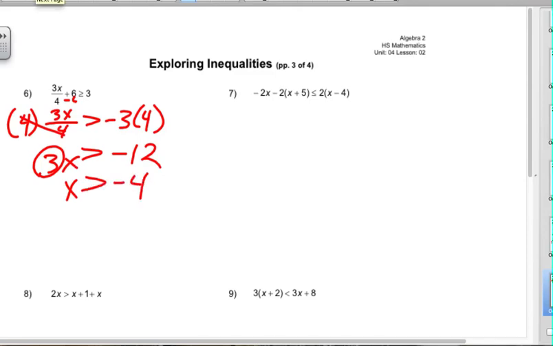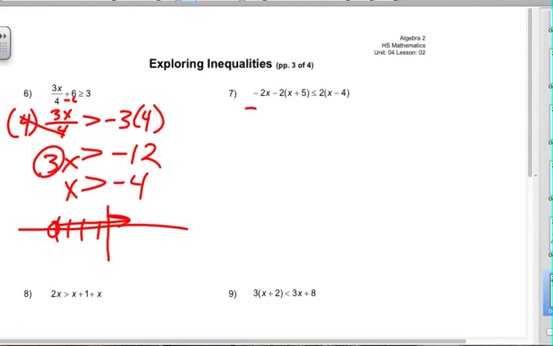There's my symbolic answer. On the number line, here's negative 4. It's open. x is going to be bigger than that, so it's going to be this way. Okay, number 7. Treat these just like equations, so I have to clear my grouping symbols.